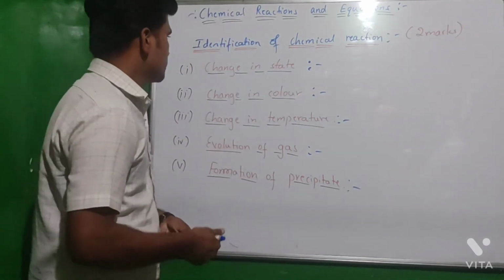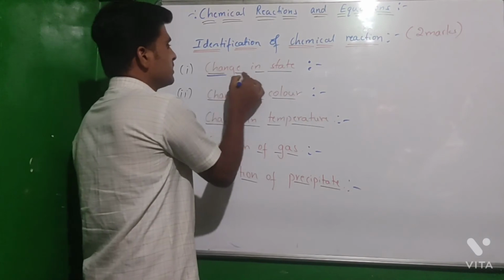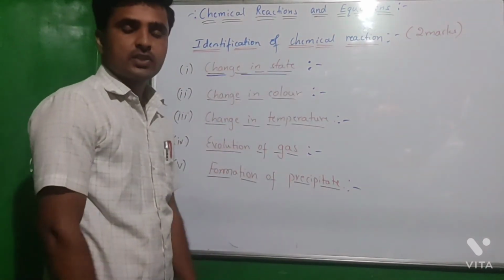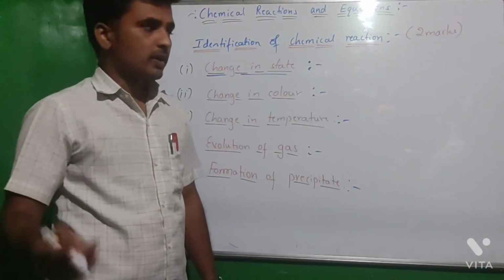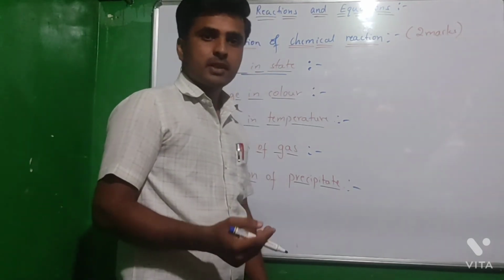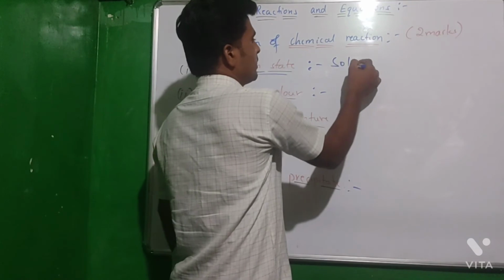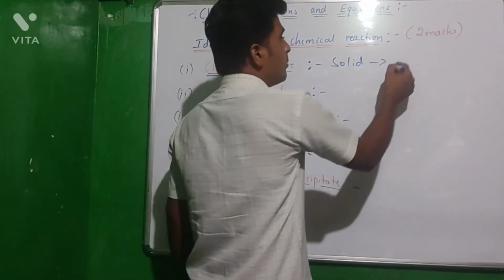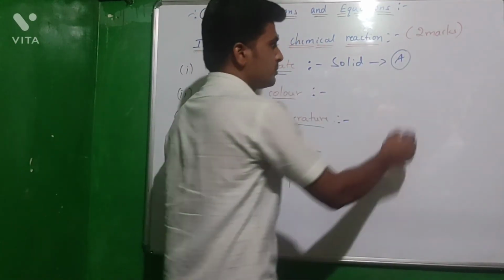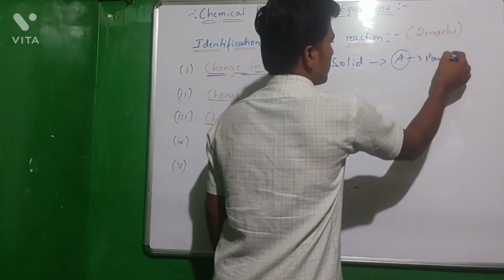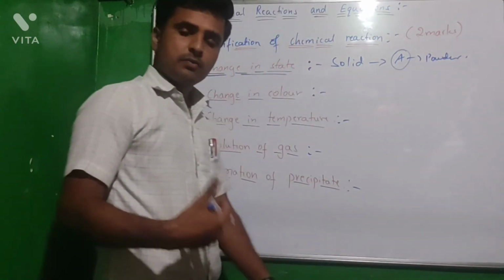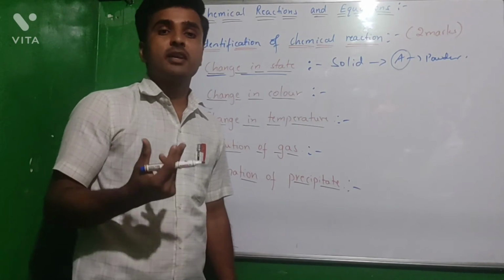The first observation is the change in the state. For example, if we burn paper, the paper is in solid state, and that solid paper is converted into the amorphous state. Amorphous means the powder state. Then we say that that is a chemical reaction.